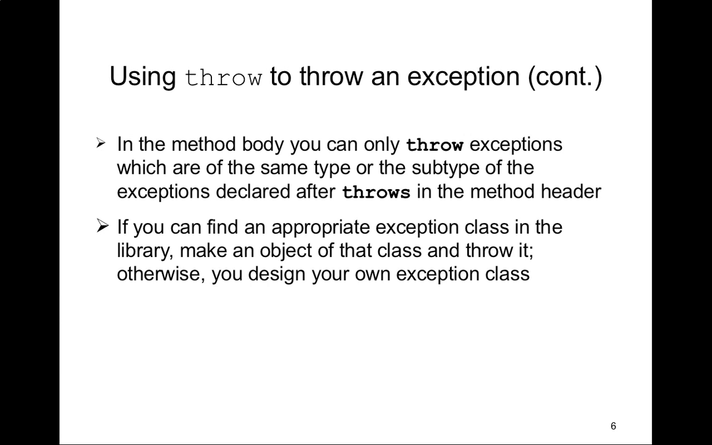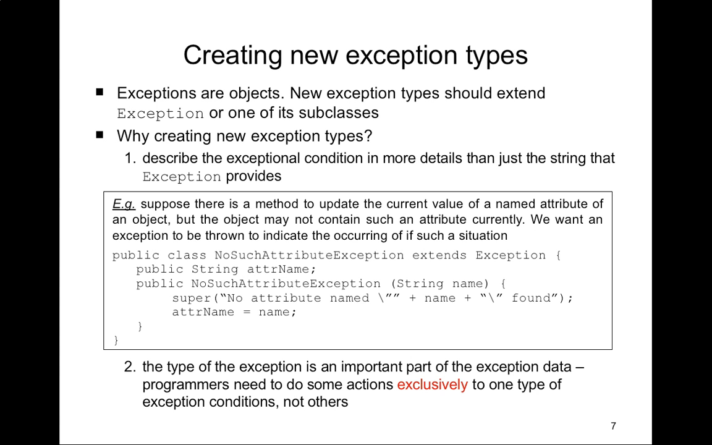If you can find an appropriate exception class in the library, you can make an object of that class and throw it. So you can throw another object of a different type as long as it's appropriate. Otherwise, you design your own exception class. You can create your own exception class. So, creating your new exception types. Here's an example of creating your own, and you're basically creating your own type. Exceptions are objects, as I mentioned before. They hold information. They have functionality to them.